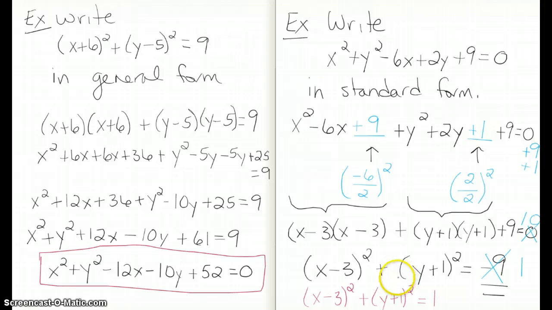Okay. And if you're interested, the center of this circle is 3, negative 1, and the radius is 1. Not because there's a 1 there, but because 1 squared is 1, right? Good. So just be really aware when you're completing the square that what you do to one side of the equation, if you add numbers to one side, you have to add them to the other side as well. Okay, great. And again, the center here is 3, negative 1, because that's plus, and the radius is 1.